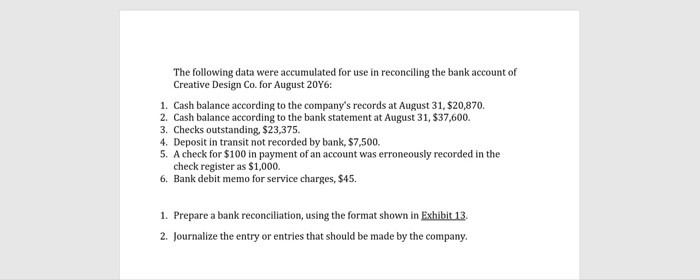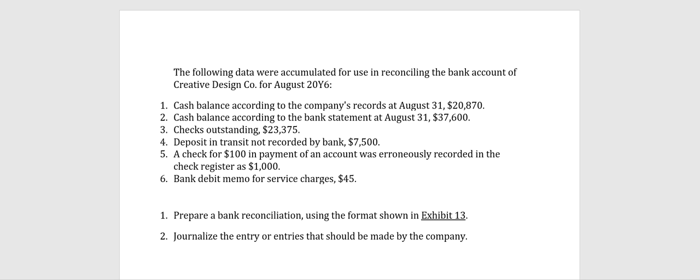The bank doesn't call me every time they charge me a fee, so I don't know about that fee and I don't record that fee until I see it on my bank statement. So since the bank knew about it, but the company did not, we're going to adjust the company side of our reconciliation for that service charge. And it's going to reduce our cash that we have in our ledger. Don't get confused by seeing that it was a debit memo. Remember, it was a bank debit memo, meaning that the bank debited our account.